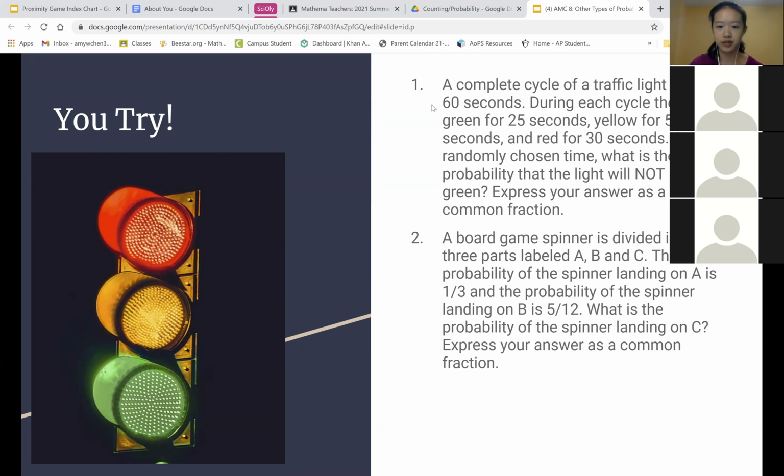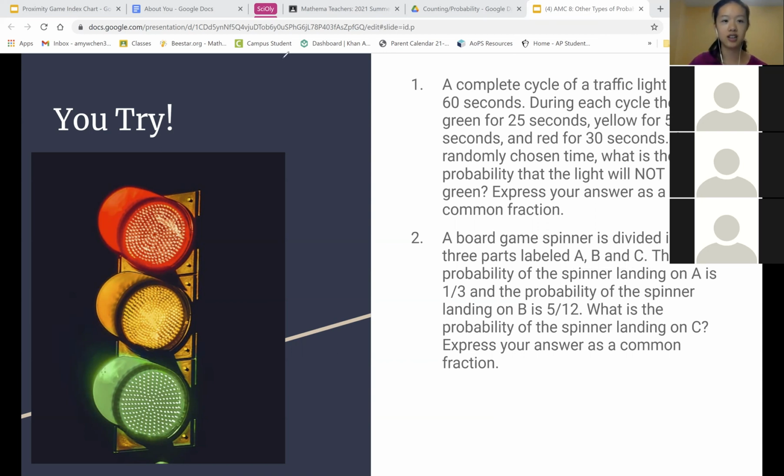For this one, you would add the probability for A to the probability for B, and then you subtract that from 1 to get C, because the board game spinner is only divided into A, B, and C. So 1/3 plus 5 over 12, that is 4 over 12 plus 5/12, that's 9/12, which is also equal to 3/4. So the complement of that would be 1/4, which is the probability of the spinner landing on C.